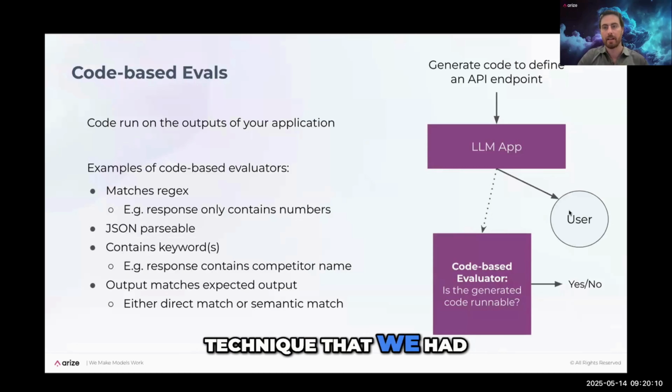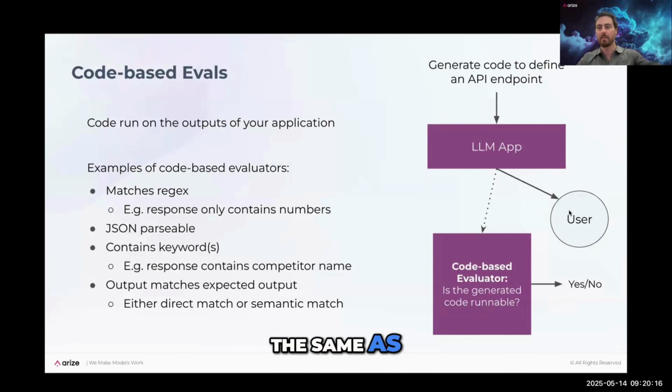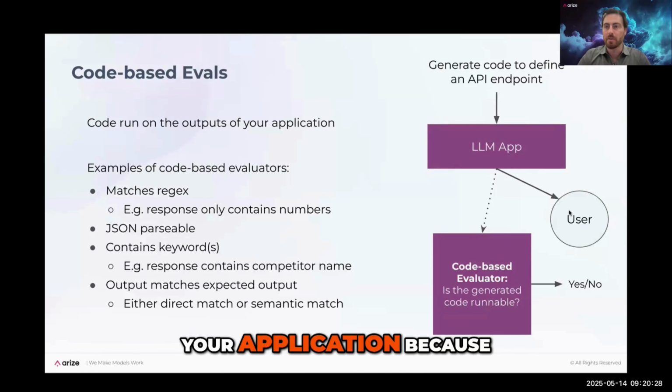The next technique that we had is code-based evals. And these are the most familiar to people usually. This is just the same as any kind of other evaluation that you might do in a pre-AI world, where you just run code on the outputs of your application. So in the same way as before, you can run these in development or in production, and you can run them on any part of your application because we're tracing the whole application itself or the whole agent itself. So you can run these on different pieces.